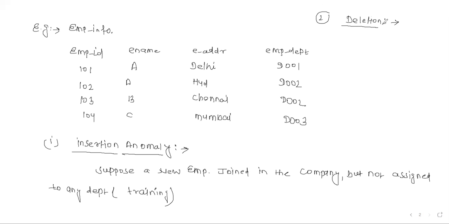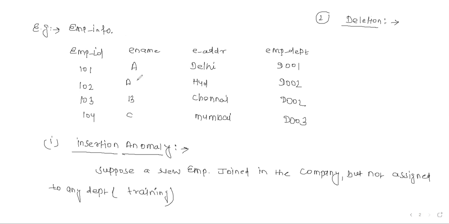Now, suppose you want to delete a record from the table employee info where the name of the employee is A. Just think about the situation. Again, you need to look into this table entry, and once you look into it, you will find that they ask you to delete the records related to the employee name A.